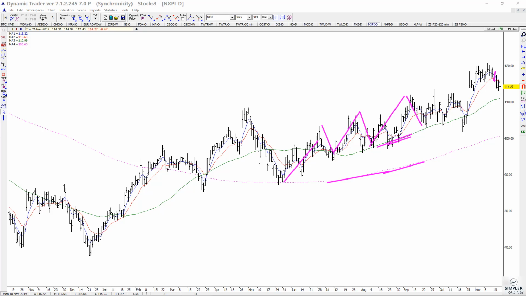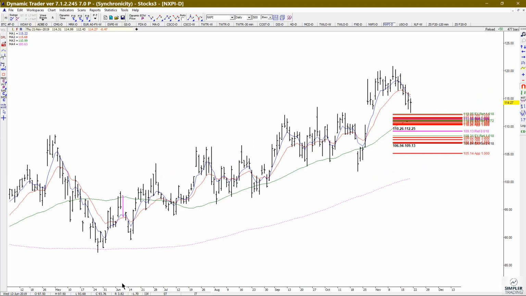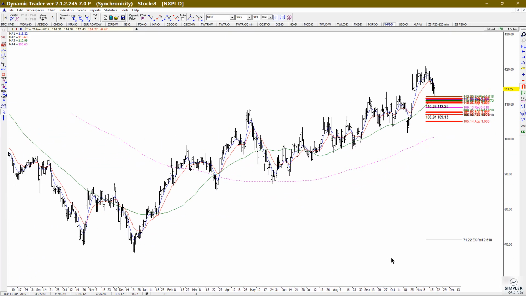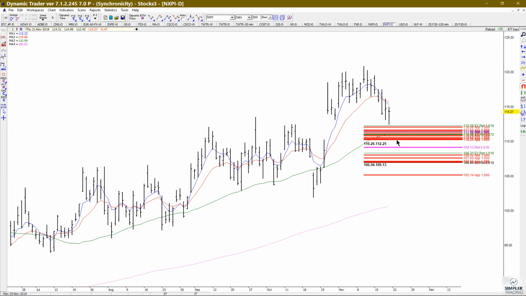So what I'm going to do is run all possible projections, retracements, and extensions and see what we can come up with. Well, actually, I already did it, so I'm just going to show you that. Here's the next chart. And from all of these prior swings, there were quite a few symmetrical projections. So we have a very strong support decision that we are currently on top of that comes in anywhere from this 110.26 to 112.25 area.